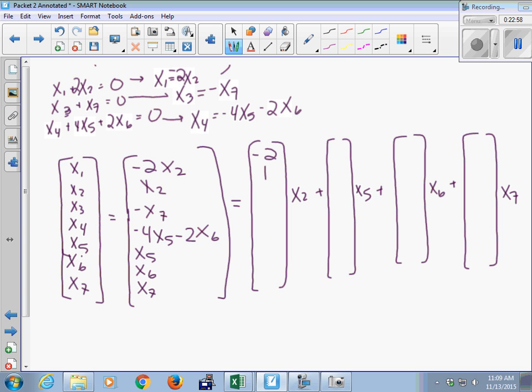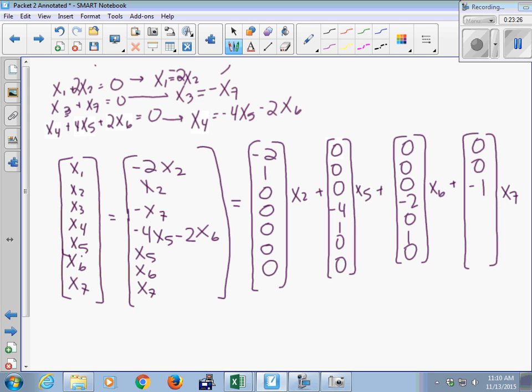All right, and then in the first vector on x2, I have a negative 1 for the first entry, then a 1, and the rest are zeros. For x5, I have 0, 0, 0, and then negative 4, 1, 0, 0. For x6, I have 0, 0, 0, negative 2, 0, 1, 0. And for x7, 0, 0, negative 1, 0, 0, 0, 1. So those 4 vectors for my parametric vector form form a basis for the null space of A.